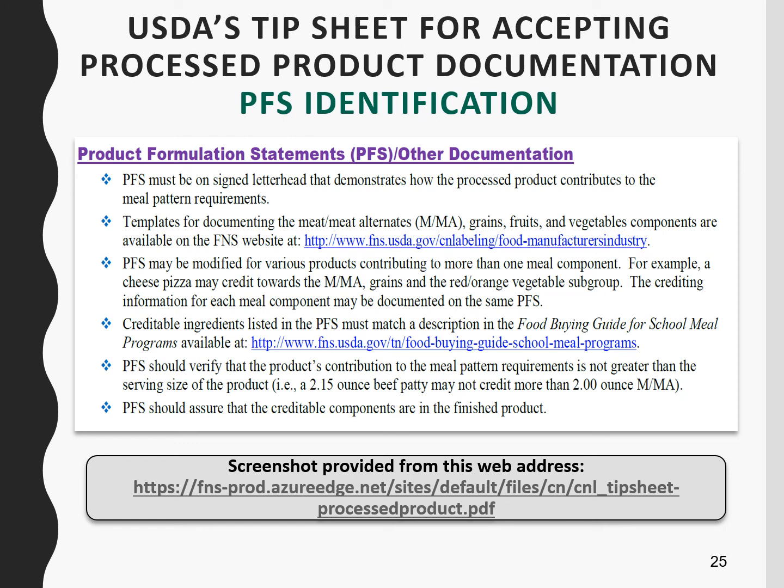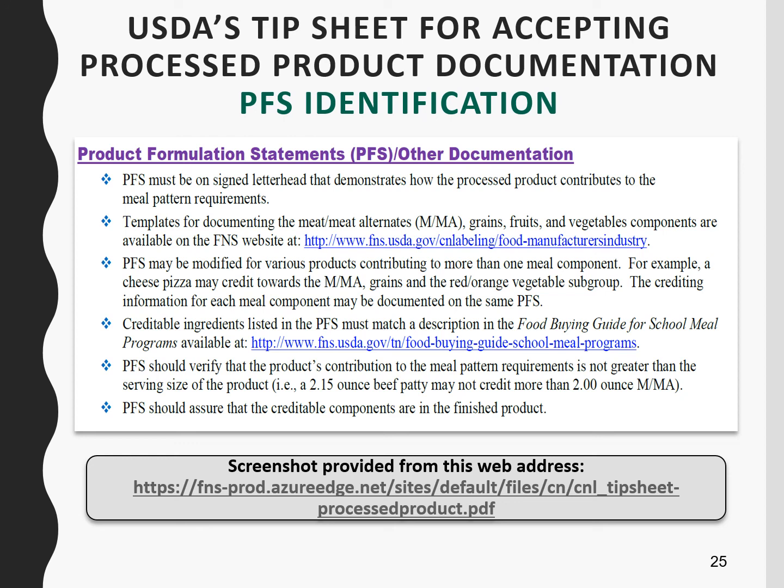Product formulation statements may be modified for various products contributing to more than one meal component. For example, cheese pizza may credit towards the meat alternate, grains, and the red-orange vegetable subgroup. The crediting information for each meal component may be documented on the same product formulation statement.